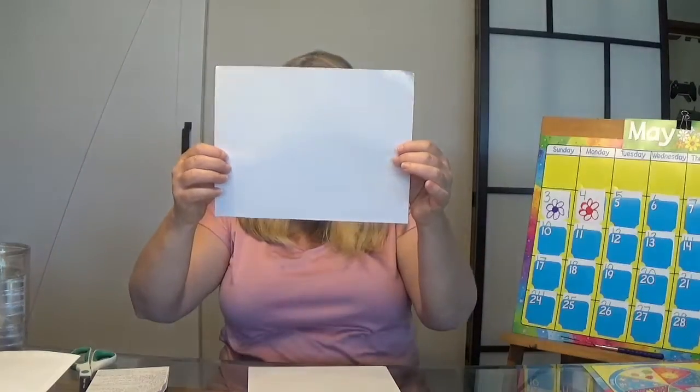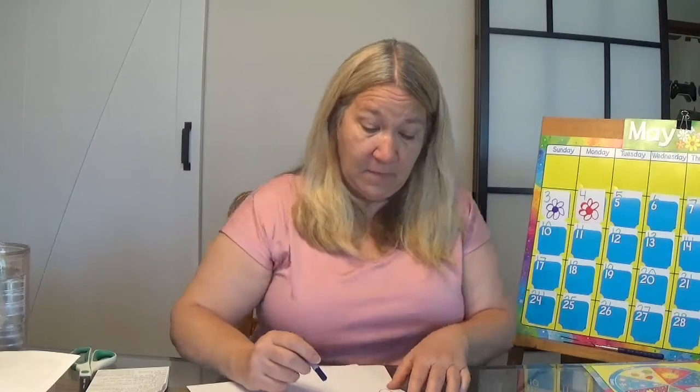When you're done, I want you to take a blank piece of paper and I want you to write your name. And then I want you to practice writing your numbers 0 through 10. If you need help, you can put these down in front of you so you can see how to make the numbers. And remember, when we make numbers, we can say our poems.